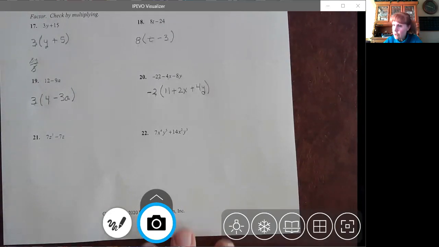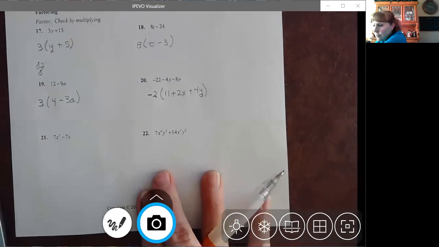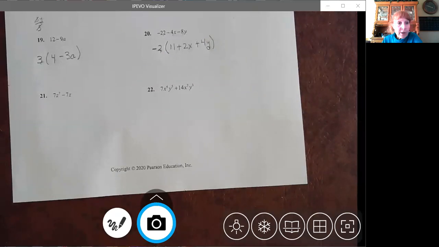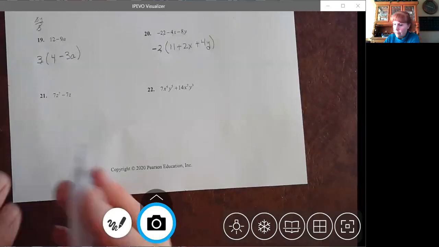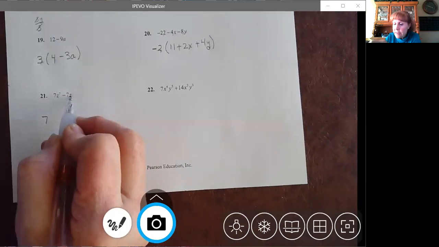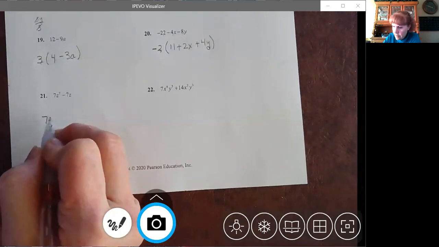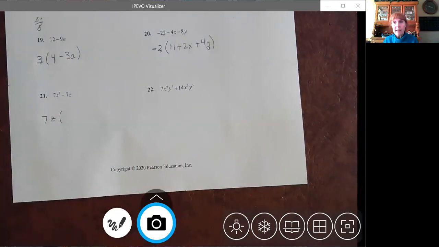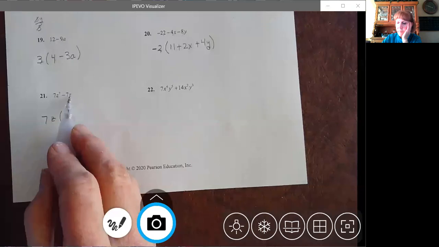All right, let's do 21 and 22, and then we'll go to 1 through 4, and this is probably the longest lesson of all of them. But let's look here. We've got a 7z to the 7th and a 7z. Well, obviously 7 goes into both of those. They both have a z, and we always take the smaller of the two, z to the first. Always take the smallest one for the greatest common factor. Okay, so it's the largest number that'll go into both of them.